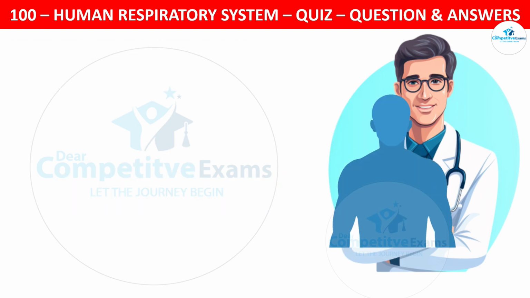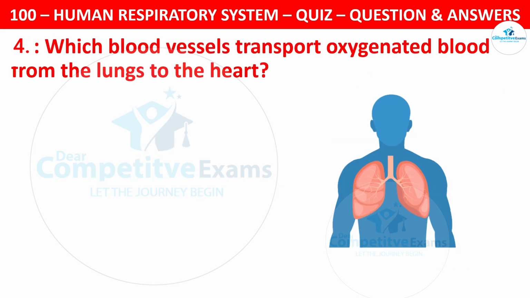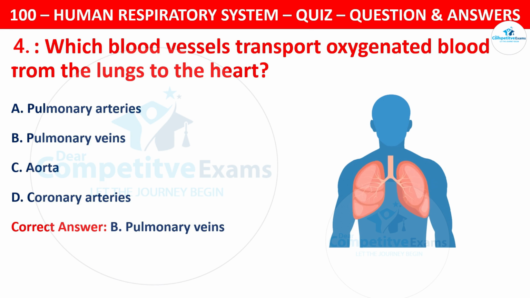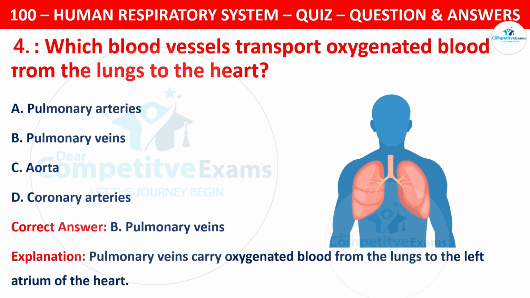Let's continue. Question number 4. Which blood vessels transport oxygenated blood from the lungs to the heart? Your options are pulmonary arteries, pulmonary veins, aorta, or coronary arteries. The correct answer is B, that is pulmonary veins. Pulmonary veins carry oxygenated blood from the lungs to the left atrium of the heart.